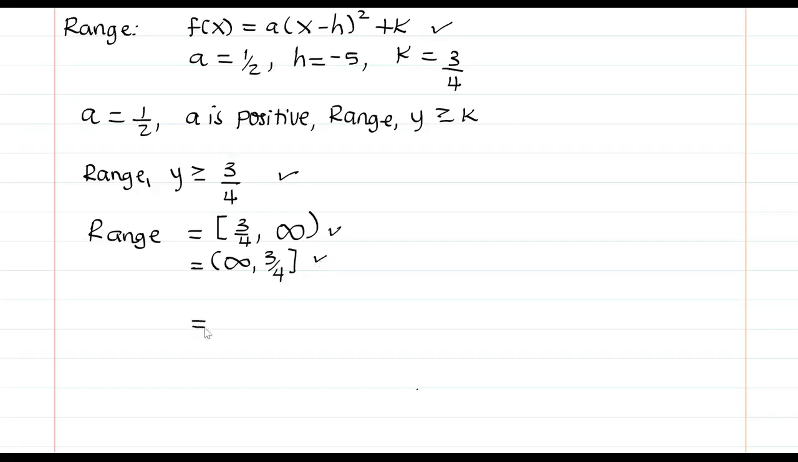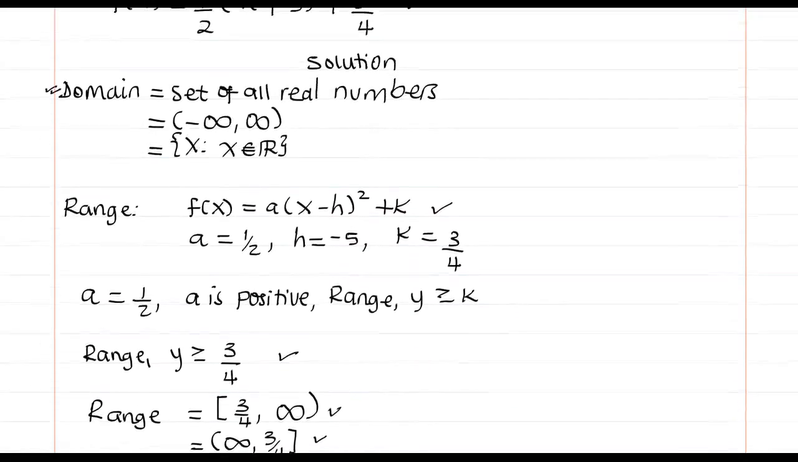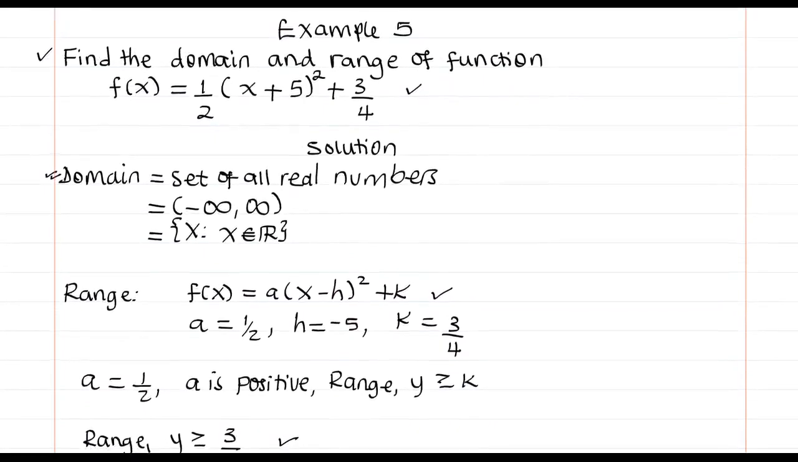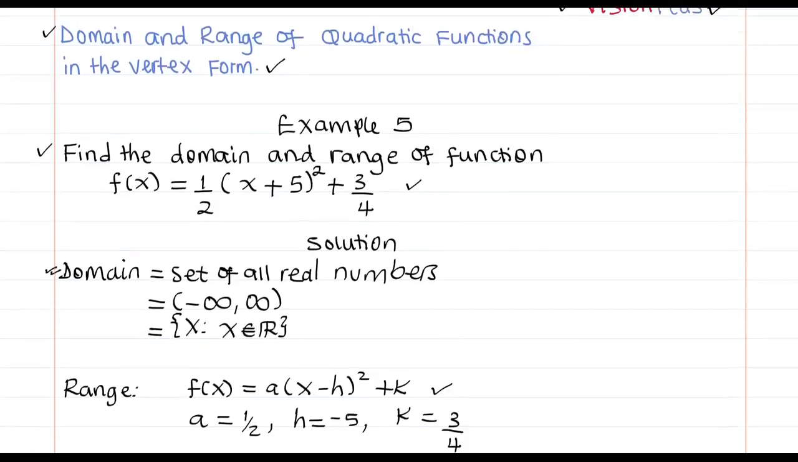And in the set builder notation, our range is a set Y for which Y is more than or equal to 3 over 4. That means our Y starts from 3 over 4 and continues upwards up to positive infinity. So this is the solution to example 5, and this is the last example we are doing under the vertex form of the quadratic function.